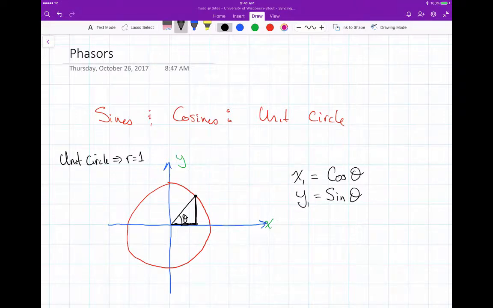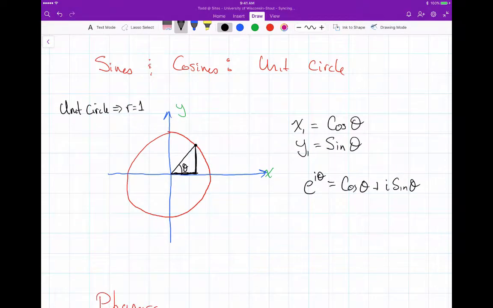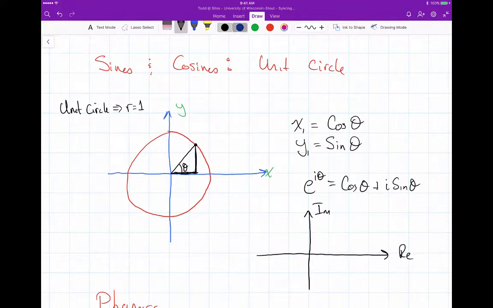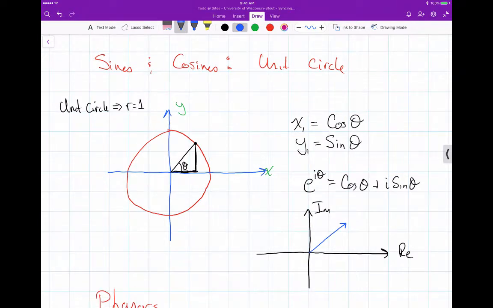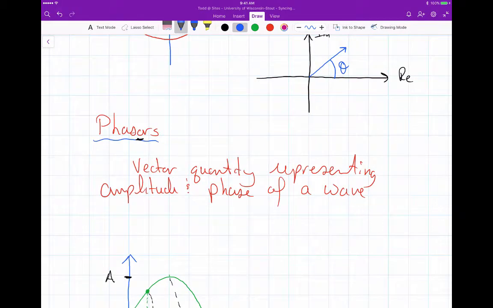Another way to think about this is, remember we introduced Euler's formula, which is e to the i theta is cos theta plus i sine theta. And we had talked about the Argand diagram, where we plot the imaginary component of a number on the y-axis and the real component on the x-axis. So what we have in this case is basically a repeat of the unit circle, where e to the i theta has a magnitude of 1, and the angle that it makes with respect to the real axis is theta. So this leads us to think about sines and cosines as lines rotating around a circle. That brings us to the idea of phasors.